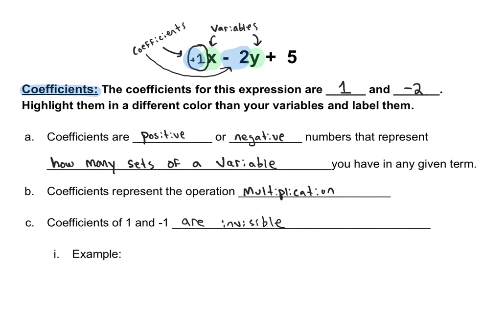An example of that, like we saw up above, would be x. That's actually equal to 1x, or you could say negative y, which is equal to negative 1 times y, or you could say negative x squared, which is just negative 1 sets of x squared.